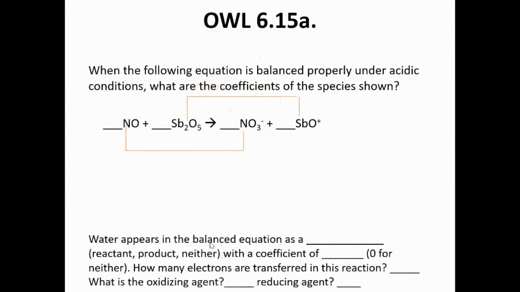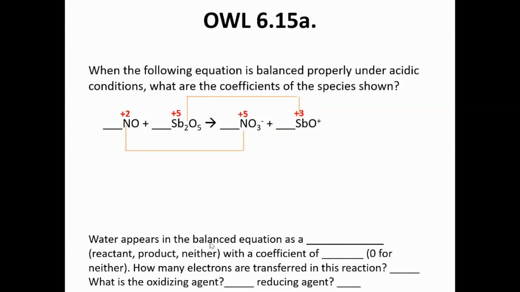For this next one, I will tell you OWL 6.15 is a bonus type of problem on the test. These are a little bit more challenging. There's a few more steps involved. But as you can see, we start with the tie lines. We notice nitrogen is changing, and so is antimony. Nitrogen is a positive 2 on the left side of the equation, and on the right side of the equation, it's positive 5, excuse me. Nitrogen is getting more positive.